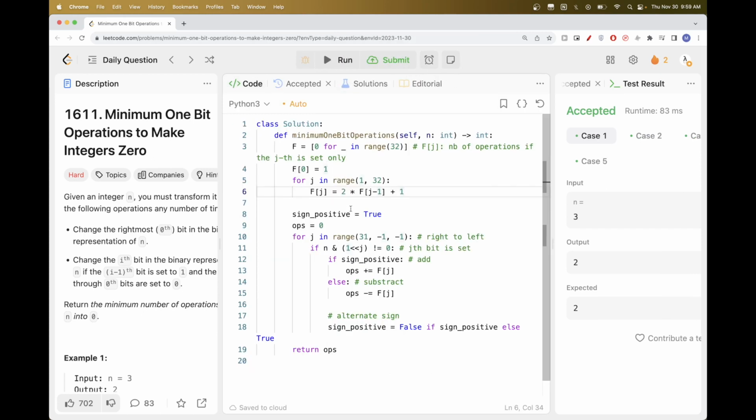Yeah, so the main idea is to draw it out, try it, and see different patterns. This problem is hard because it requires using multiple things: one for this f of j formula, and the other for the alternating sign here. Yeah, I hope this was useful.